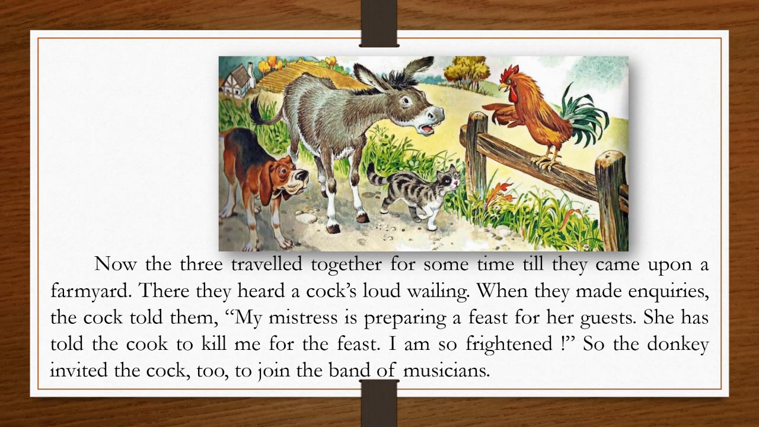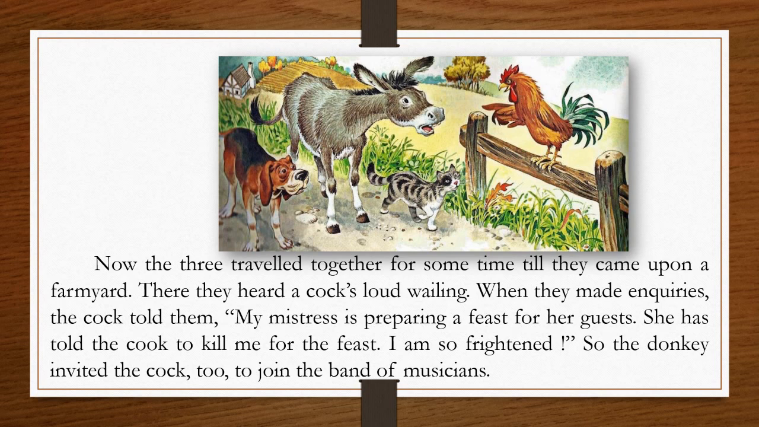Now students, the donkey, dog and cat, three of them started traveling together. After some time, they reached a farmyard. There they heard a cock's loud voice. When they asked, the cock told them that his mistress is preparing a large meal for her guest, and the mistress has told the cook to kill the cock for the feast. So the cock is frightened. The donkey said to the cock that he can join the band of musicians.